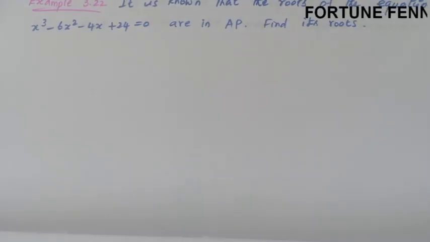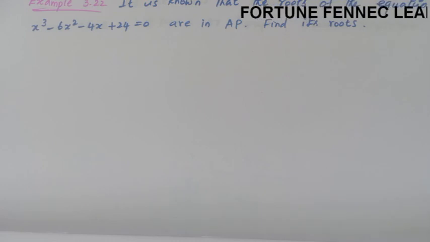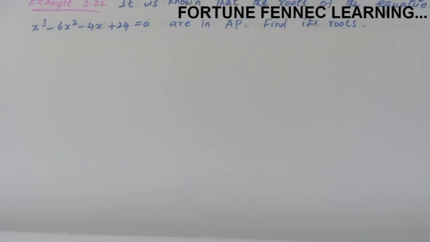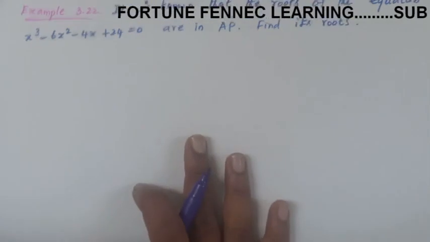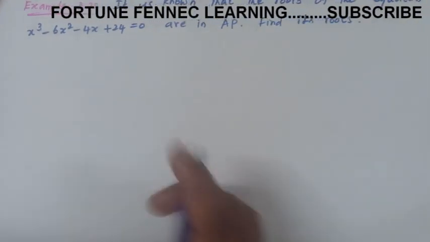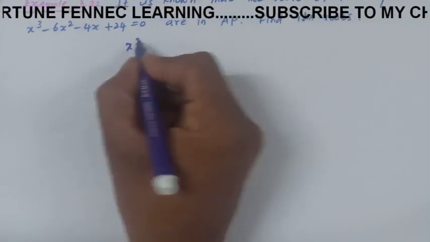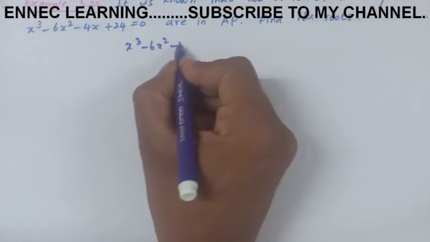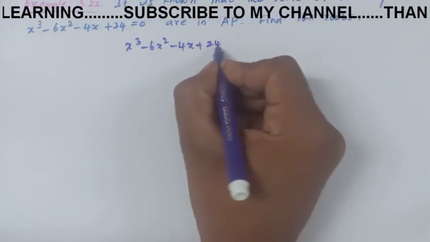Example 3.22. It is known that the roots of the equation are in AP. Find the roots. The equation given is x cube minus 6x square minus 4x plus 24 is equal to 0.